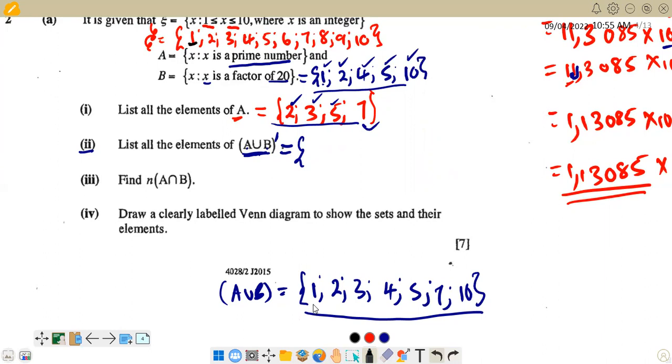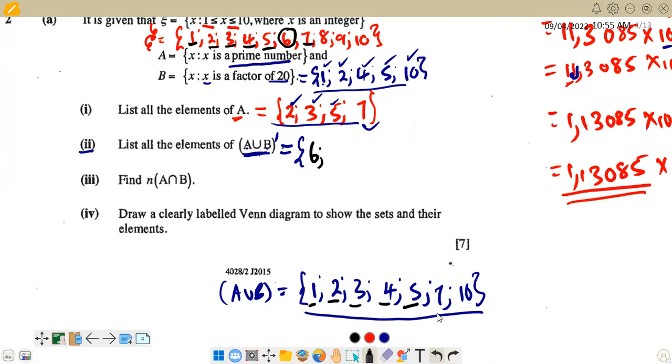1 here is already there. Okay, 2, we have got 2 here. 3, we have got 3 here. 4, we have got 4 here. 5, we have got 5 here. We move on to 6. We do not have 6 in this set, so that is a complement. It's not part of this set. Okay, so we've got 6 here.